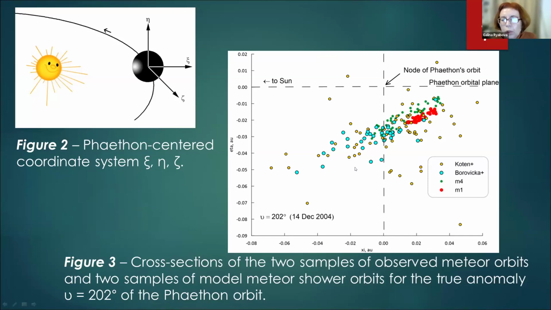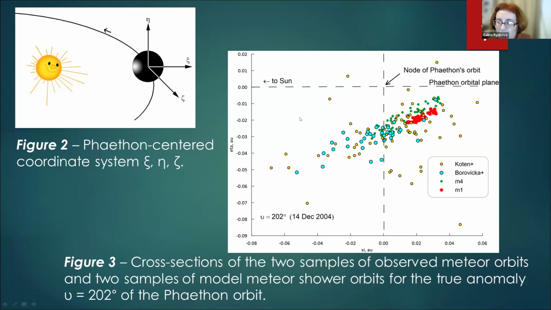Theoretically, because of the Poynting-Robertson effect, smaller meteoroids should be more or less closer to the sun. But in principle, we don't see this even in model meteoroids, and in observed orbits we don't see this shift either. It is an interesting question. Why?